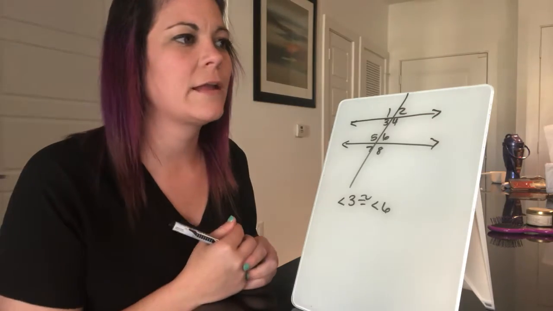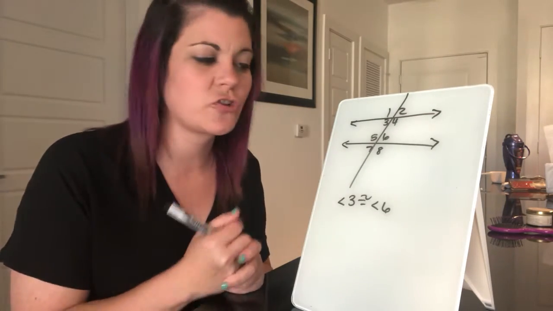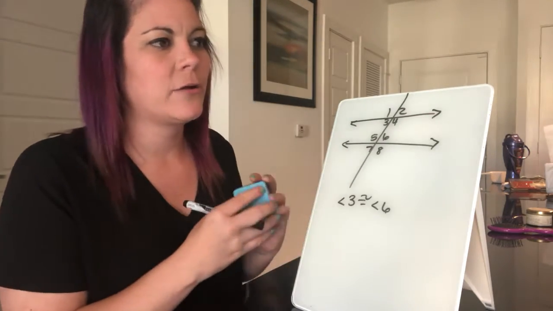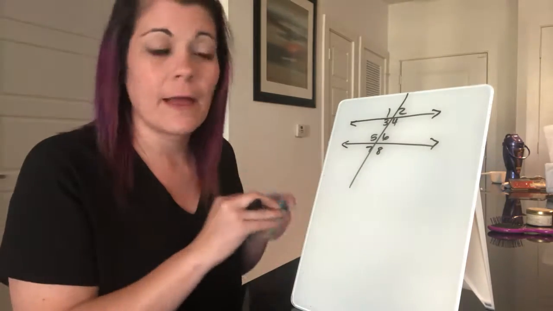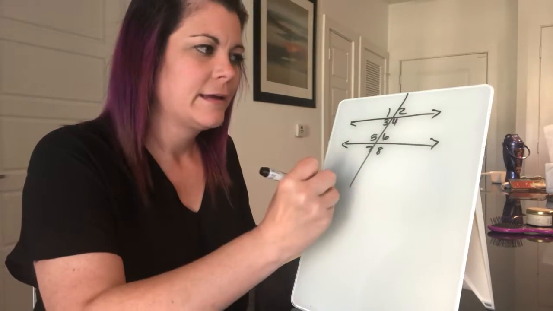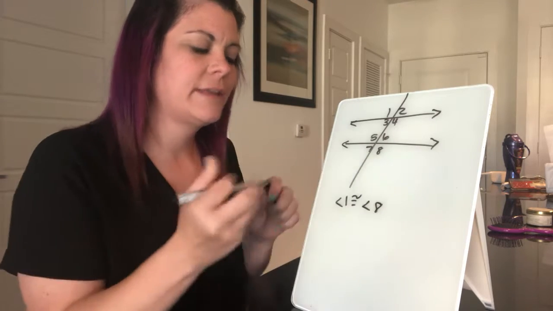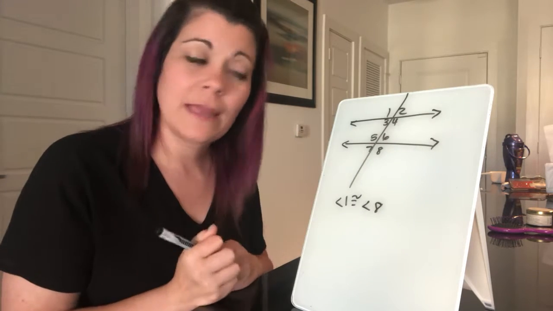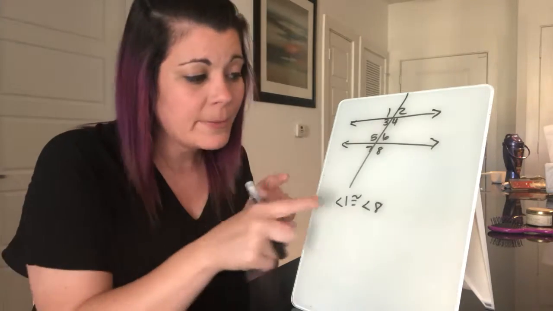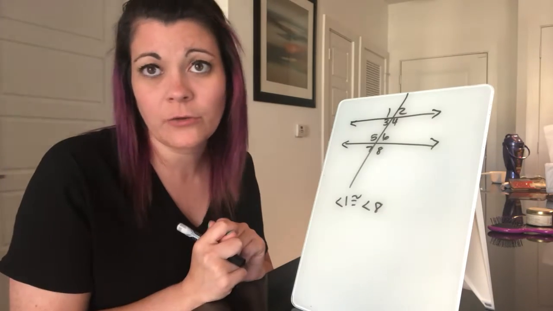Next, if two lines are cut by a transversal and alternate exterior angles are congruent, then the lines are parallel. So if I say angle 1 is congruent to angle 8, then I can use the theorem: these two lines are parallel because alternate exterior angles are congruent.